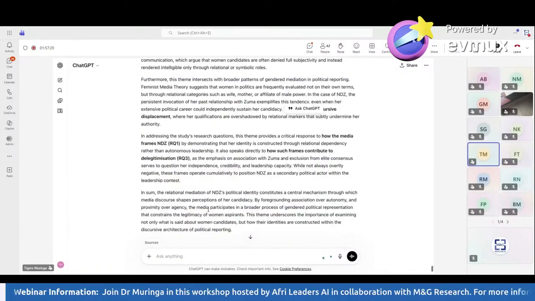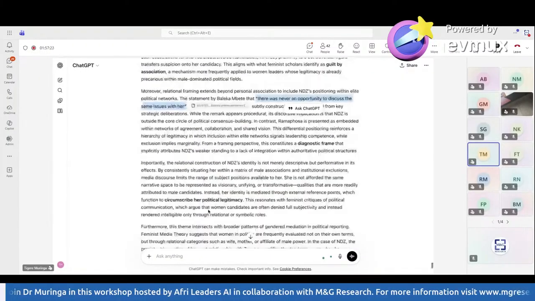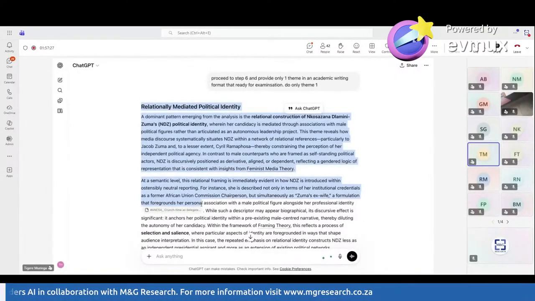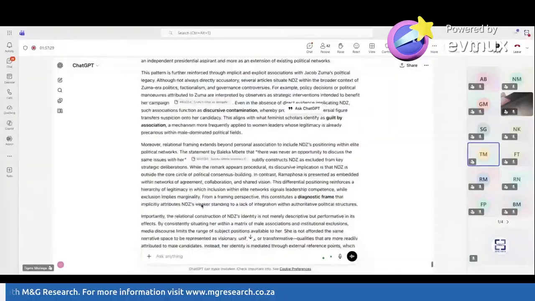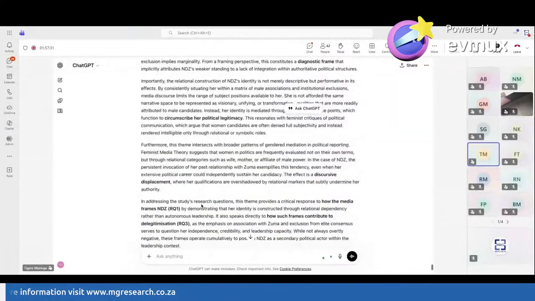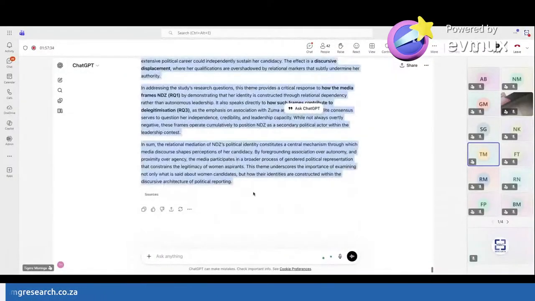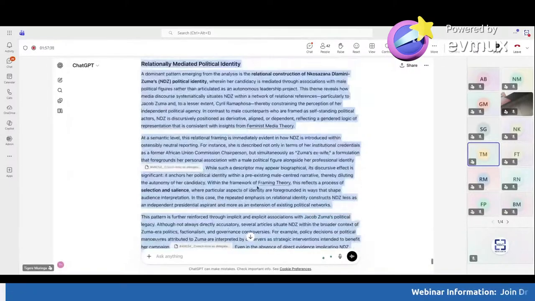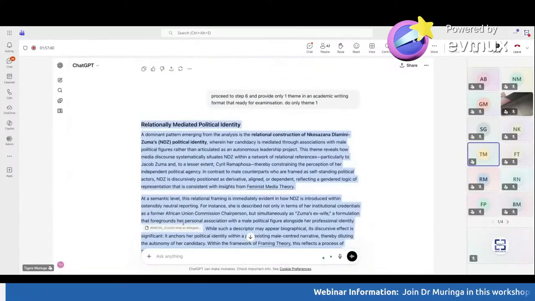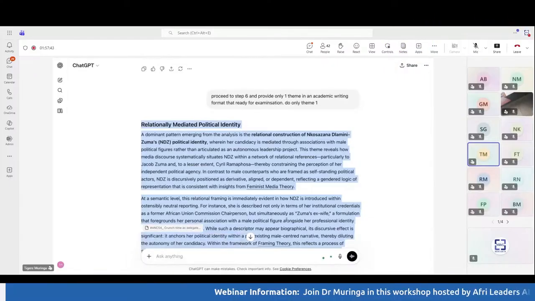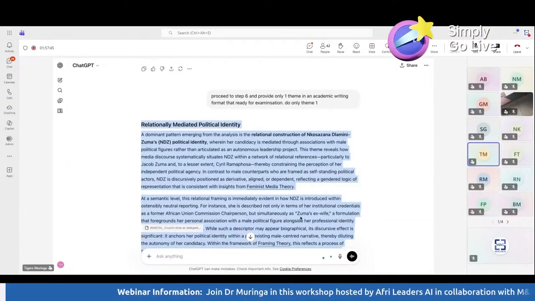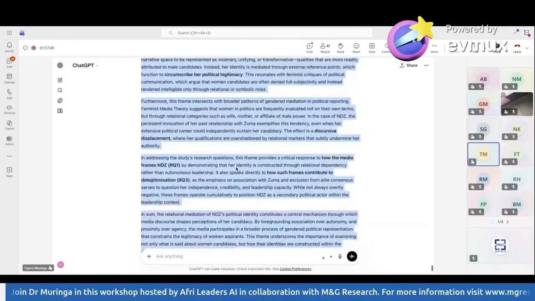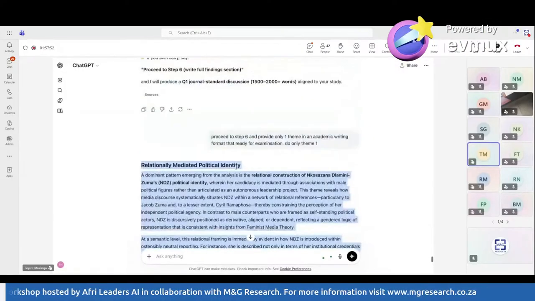So it has given me a rough draft of what each and every theme would look like in my dissertation or my presentation. But remember, we said the key to good work in this case is always to go back and ask: is this data accurate? Are these verbatims accurate from the data itself? You need to align and attune this to your data analysis.